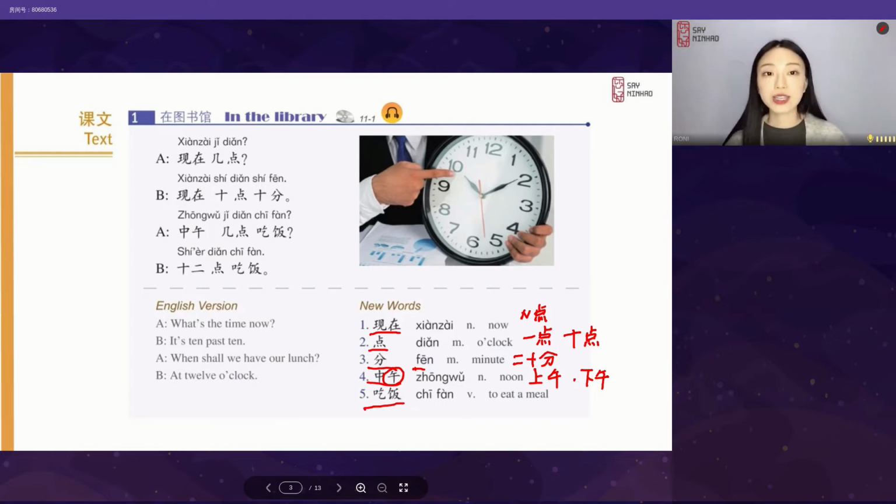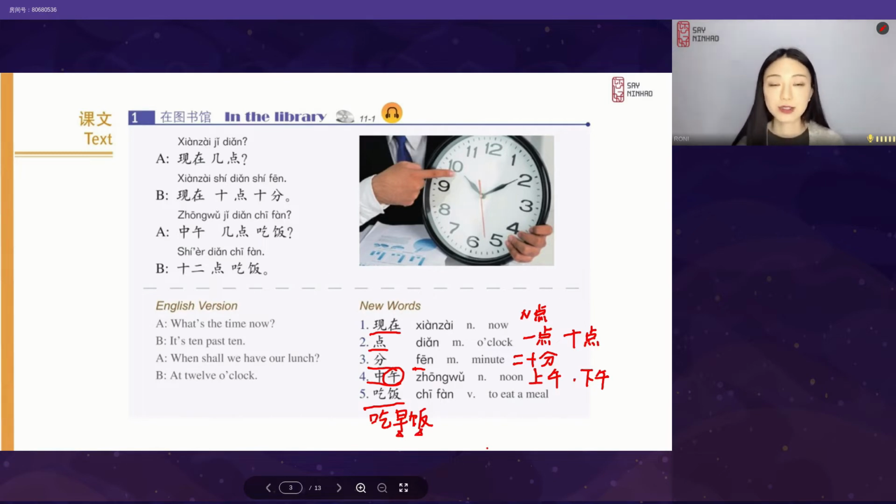Last one is 吃饭. Read after me, please. 吃饭, 吃饭. It means to eat meals, to eat a meal. So, eat breakfast is 吃早饭. Okay, 吃早饭. 饭 means meal. And the morning means 早上. So the breakfast actually is 早饭 in Chinese.